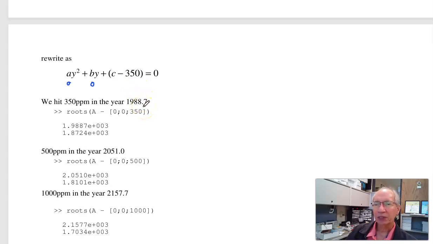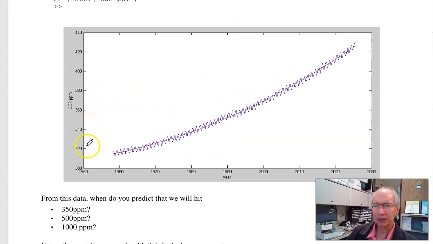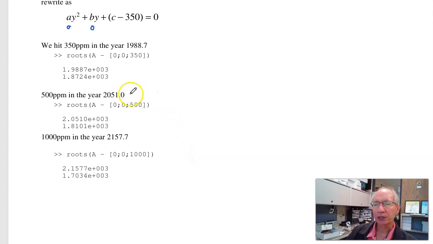It says I'll hit 350 parts per million in the year 1988. And that kind of makes sense. 350 parts per million right here in the year 1988. That checks out. Now let's predict the future. When do we hit 500 parts per million? That's in the year 2051. 1,000 parts per million, 2157. If nothing changes, that's what I can expect the CO2 levels to be in those years.